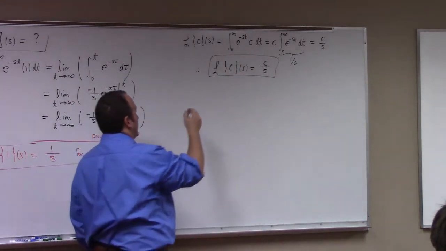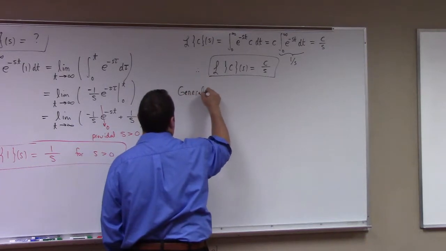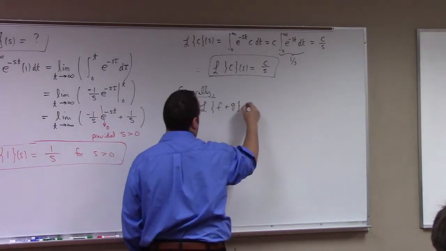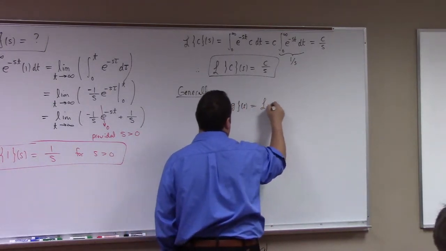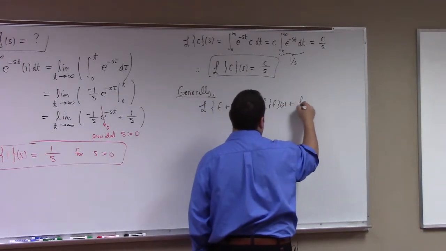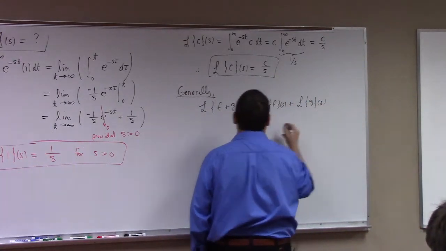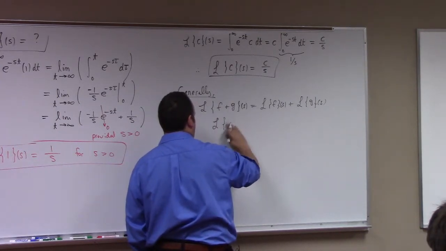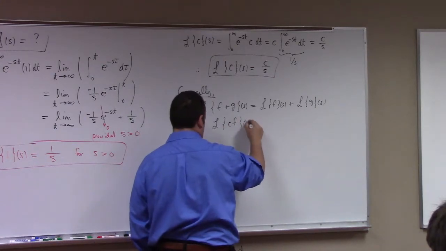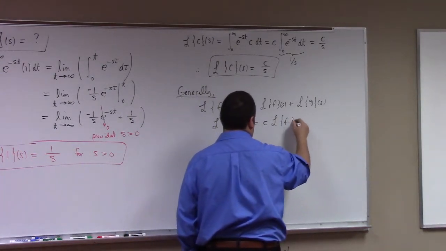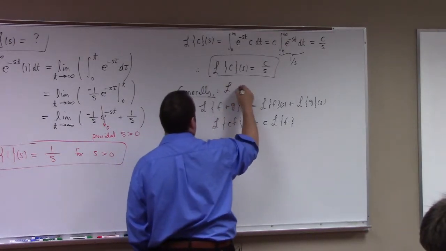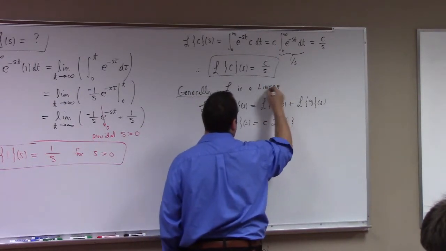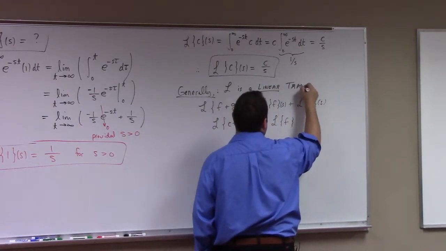In fact, we can do better than this. Generally, I should point out that the Laplace transform of f plus g is the Laplace transform of f plus the Laplace transform of g, and the Laplace transform of a constant times a function is the constant times the Laplace transform of the function. In other words, the Laplace transform is a linear transformation, right? Linear transformation on what, though?